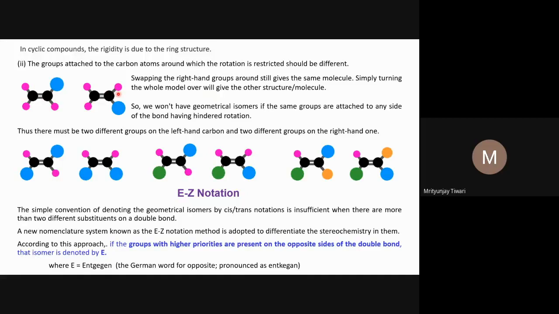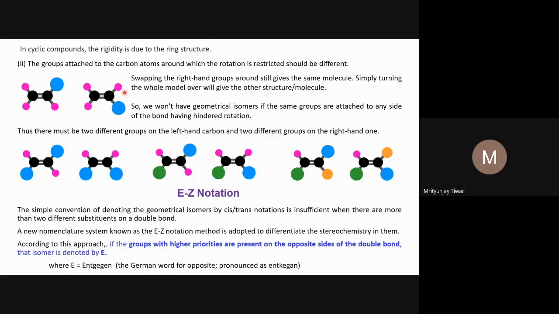Why? Because you can see this molecule and this molecule. If I just rotate this molecule in this direction, I can get the other molecule. It means the two molecules are the same; they are not isomers, because by rotation the molecule is the same. We have just rotated the entire molecule, not one part with respect to another. Swapping the right-hand groups around still gives the same molecule. Simply turning the whole model over will give the other structure of the molecule.